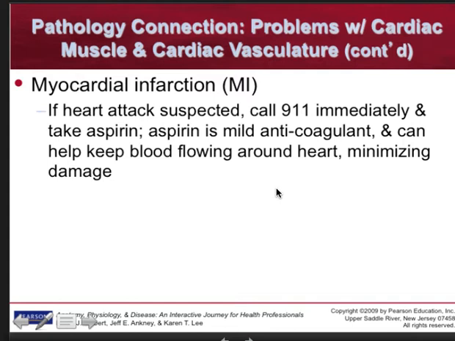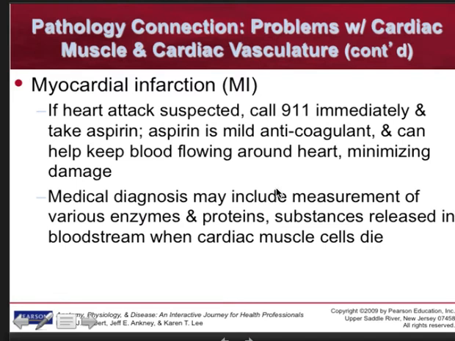The reason for this is that you don't want the blood to spontaneously clot, producing an embolus that could get trapped in a capillary bed, and if that occurs in the brain, it can cause a stroke, and if it occurs in the heart, it can exacerbate this already pre-existing heart attack. Medical diagnosis can include measurements of enzymes and protein levels in the blood, and this happens when cardiac muscle tissues die.